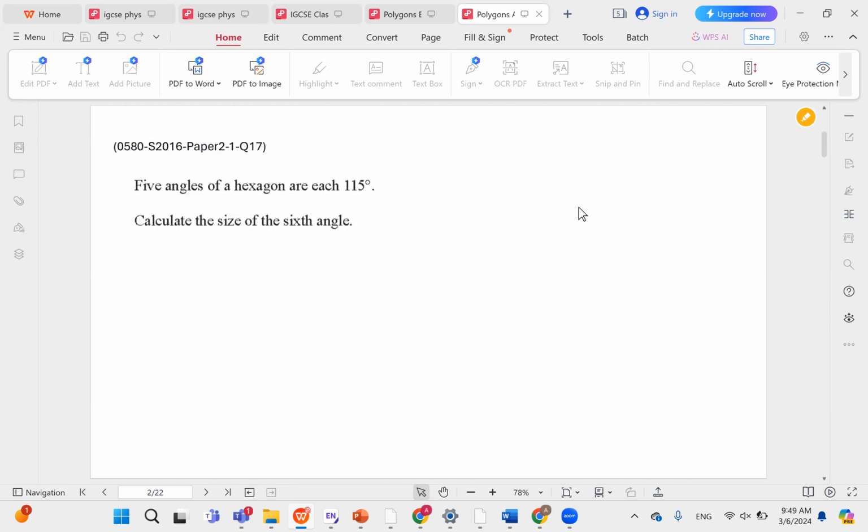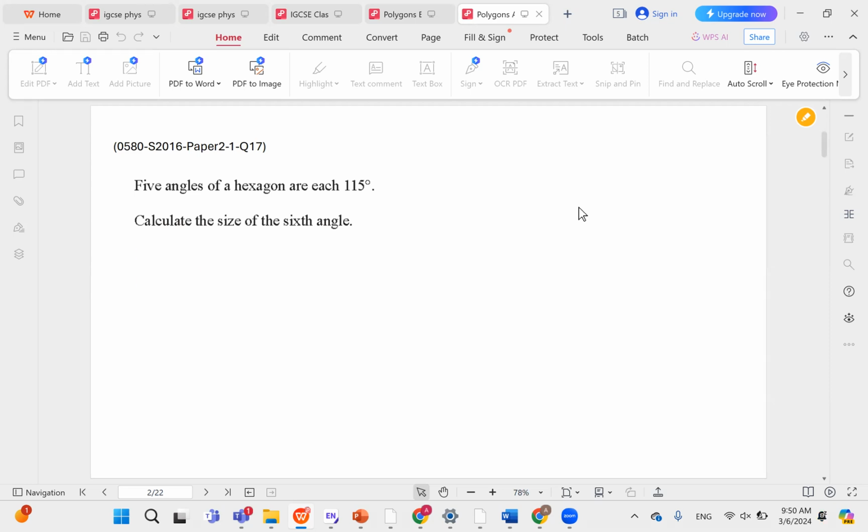5 angles of a hexagon are each 115 degrees. Calculate the size of the sixth angle. So a hexagon is a polygon with 6 sides and 6 angles, of course. So in order to calculate the sixth angle, we first need to get the sum of angles in a hexagon.